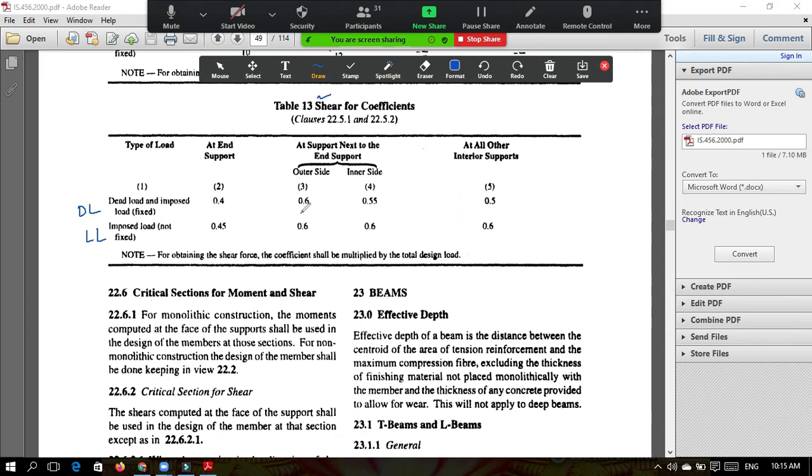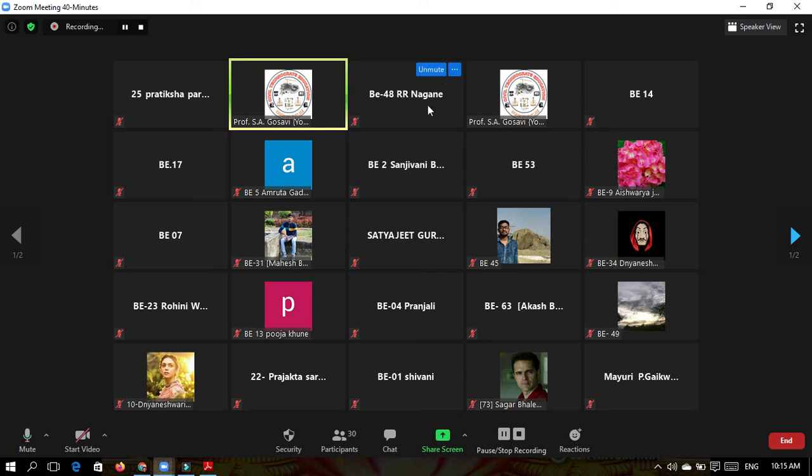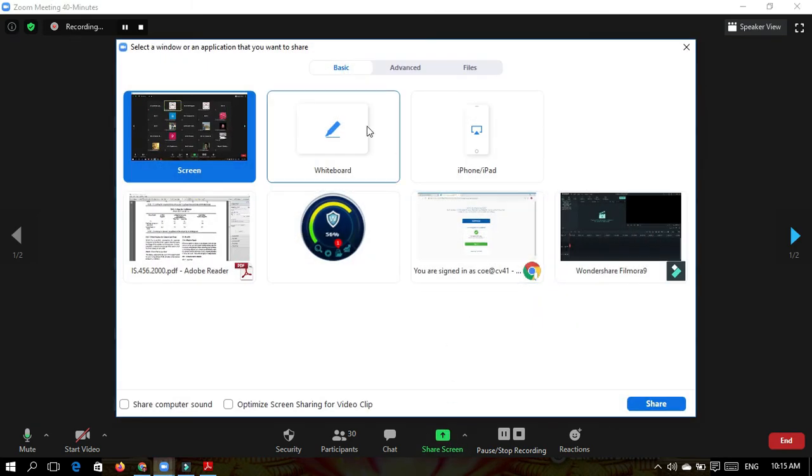So the maximum coefficients are these two, for dead load and live load. Both the values are 0.6. When the coefficients are 0.6, then we will get the maximum value of the shear force. So we will move to the problem now. 0.6 is the coefficient, so remember this.